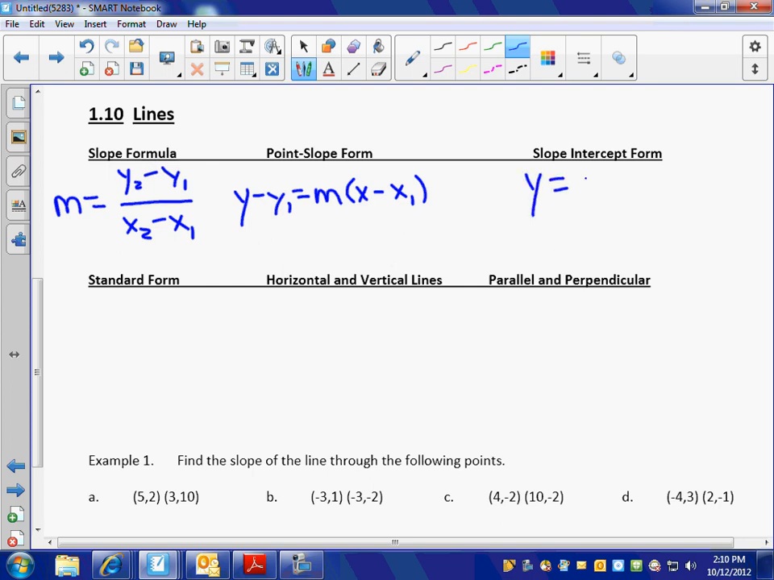Slope-intercept form, y equals mx plus b. All right, show of hands if you prefer point slope form. Show of hands if you prefer slope-intercept form.